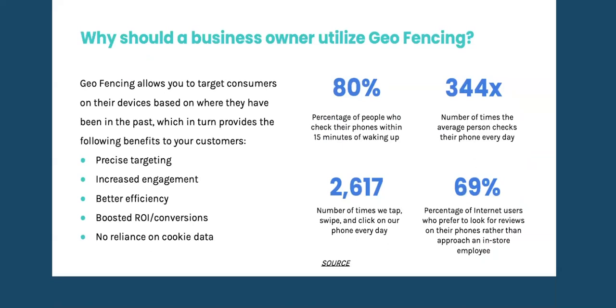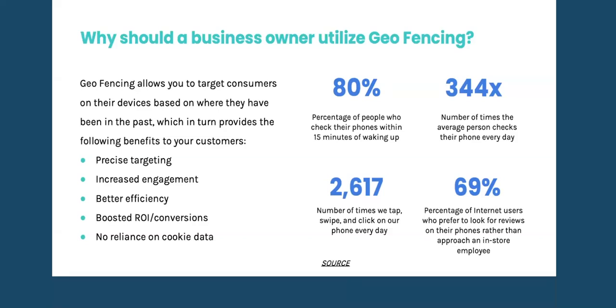I think these are some really great stats when it comes to device ID. 80% of people are checking their phones within 15 minutes of waking up. I think that's huge. And I also think it's crazy to see that 344, that's the number of times the average person checks their phone every day. We have our phones with us constantly. These stats don't lie here. So knowing that we can get in front of people at any time of the day based on where they've been in the past is really, really powerful.